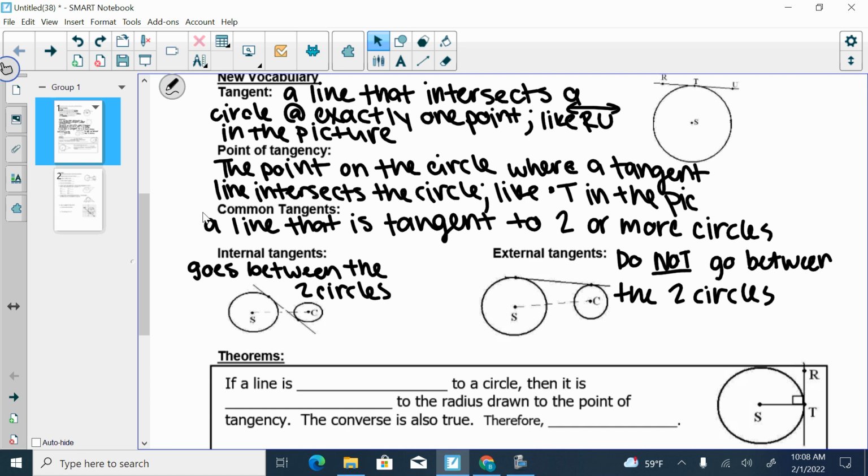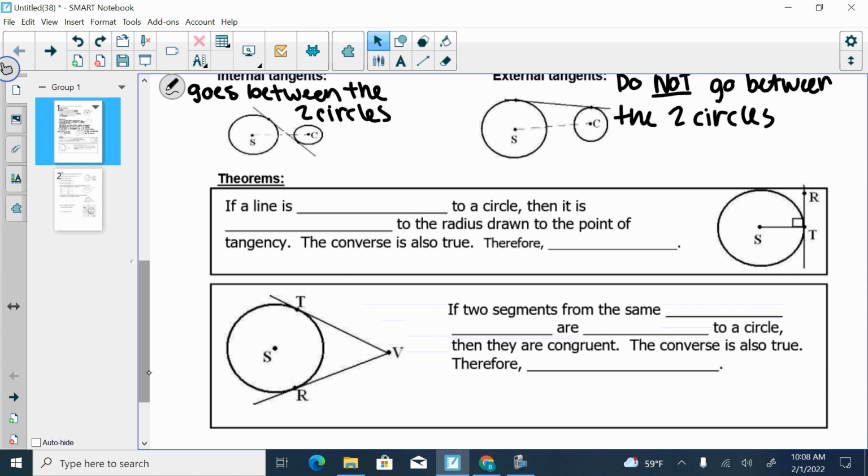Okay? Alright, so then we have some theorems here. So the first theorem says if a line is tangent to a circle, then it is perpendicular to the radius drawn to the point of tangency. So the converse of that would also be true, that the radius is perpendicular to the tangent. So in this picture, the radius is ST, and it's perpendicular to the tangent, RT. Okay. And they are perpendicular at point T.